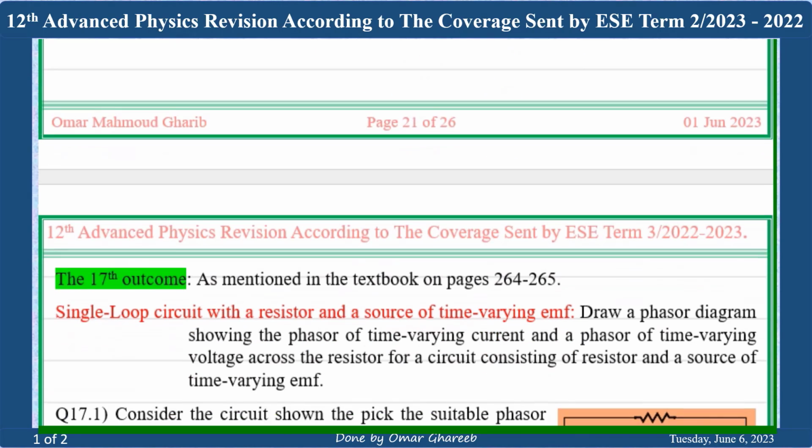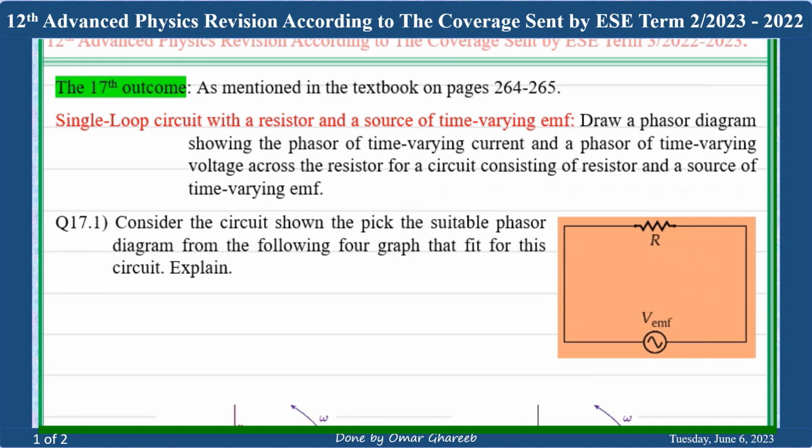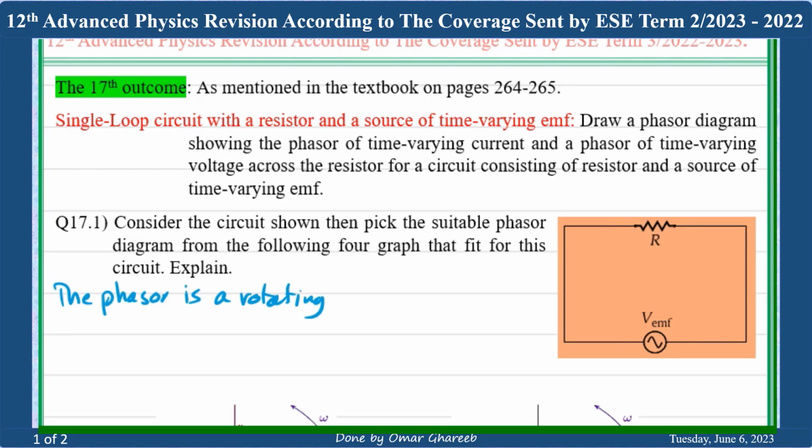Now we want to show the phasor diagram. Consider the circuit shown, then pick the suitable phasor diagram from the following photograph that fits this circuit. First, what is the phasor diagram? What is the phasor? The phasor is a rotating vector.